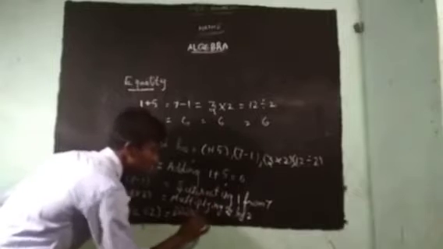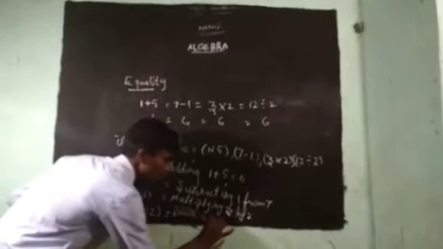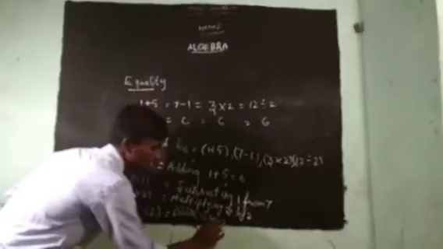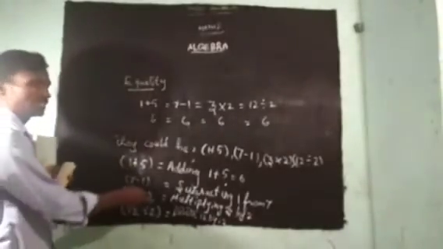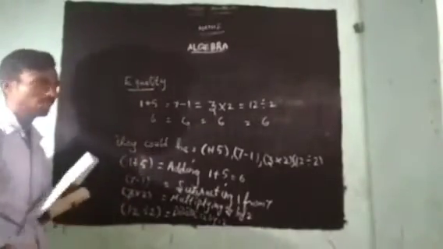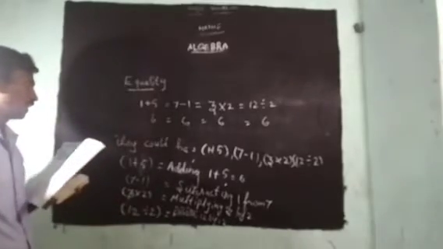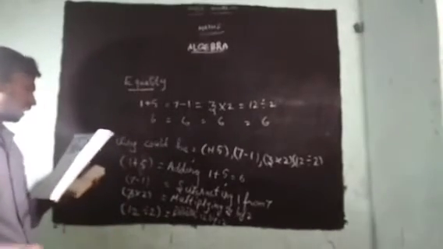Divide 12 by 2. Okay, 12 by 2. It is the simple expressions. It is called equality. We can write like this.